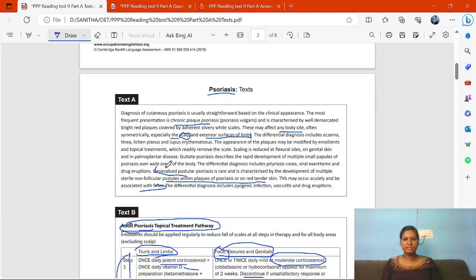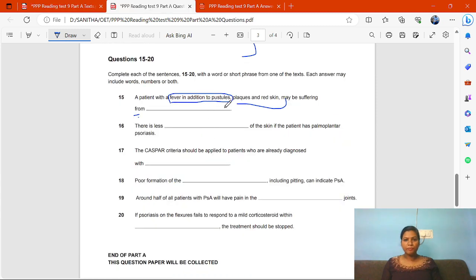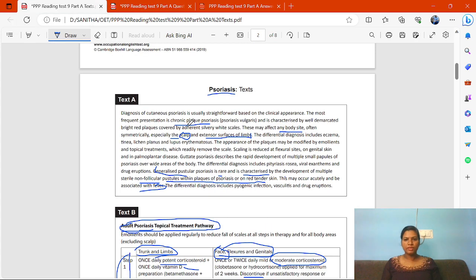See, what is it saying? Generalized pustular psoriasis is rare and is characterized by the development of multiple sterile non-follicular pustules. See, we got the point. Pustule, okay. Another point, plaques and red skin. Pustule, plaques, psoriasis, or red tender skin. We got three keywords here.